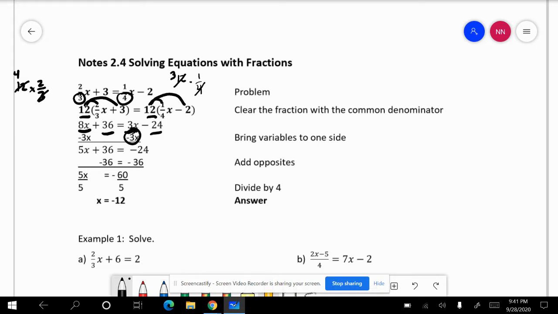We subtract 3x on both sides, and that gives us 5x. We subtract 36 on both sides, that gives us negative 60. We divide by 5 to get an answer of x equals negative 12.